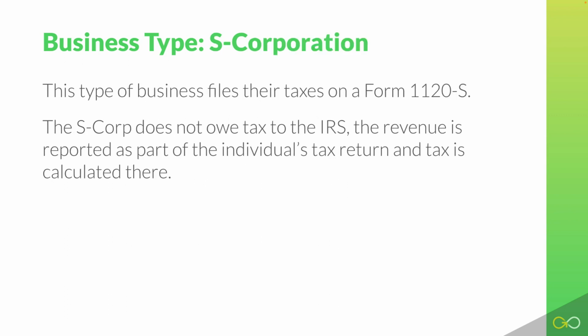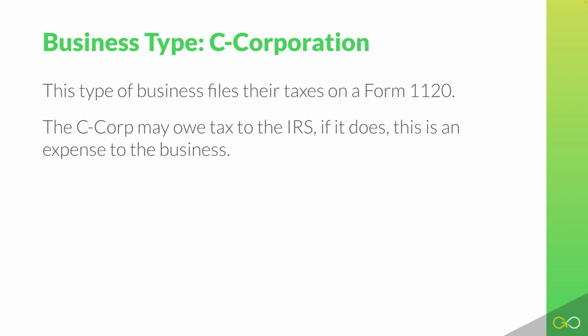The next business type I want to go over is the S Corp. This type of business will file their taxes on a Form 1120-S. The revenue is reported on the individual's tax return, and any tax owed is calculated as a part of the individual's tax return. Any tax owed is the responsibility of the individual or the human, but not the business. Last but not least is the C Corp. This type of business files their taxes on a Form 1120. The C Corp may owe taxes to the IRS. If it does owe taxes to the IRS, it is an expense to the business.